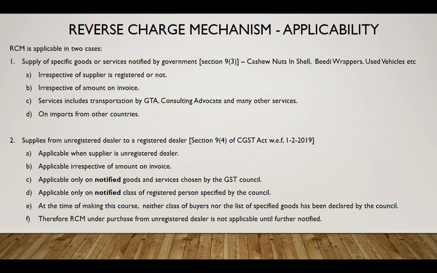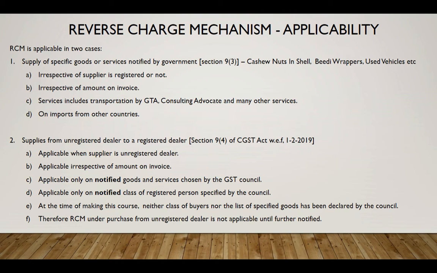mechanism. Irrespective of whether the supplier is registered under GST or not, whenever you buy the specified goods or avail those specific services, tax must be paid under reverse charge mechanism. And any kind of imports from other countries requires the buyer to pay GST under reverse charge. So these are the cases defined under subsection 3 of section 9 where reverse charge mechanism would apply.